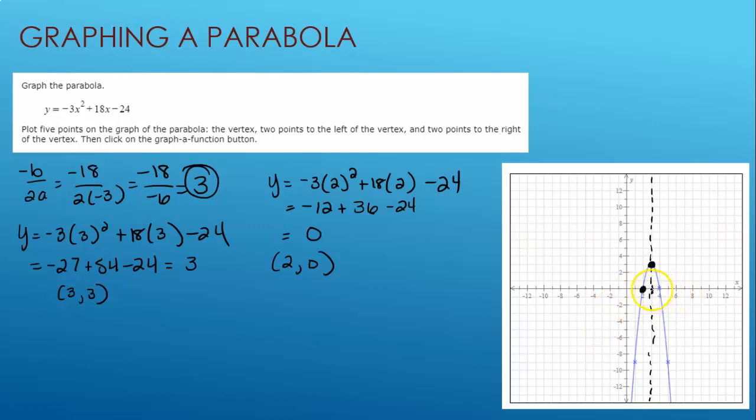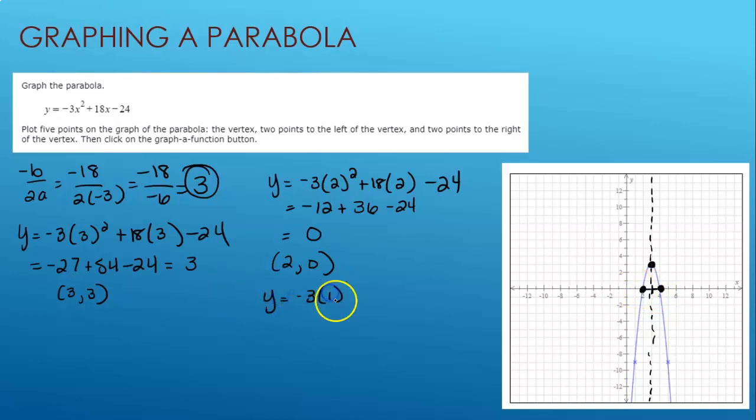If I use the fact that this is a mirror image, this is one space from the axis of symmetry. So on the opposite side, one space from the axis of symmetry is another point. So we've used 3 for the axis of symmetry. We used 2 to get the next point. Let's use 1 to get another point.